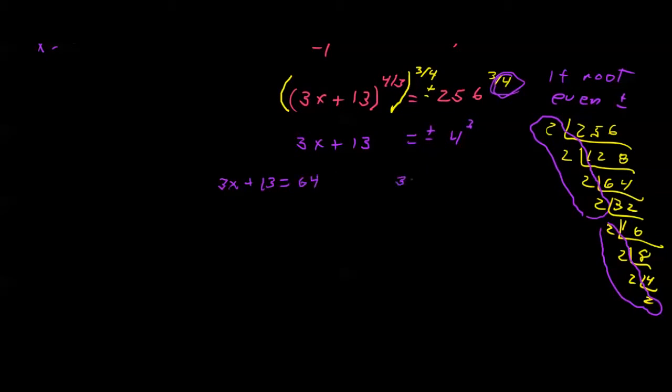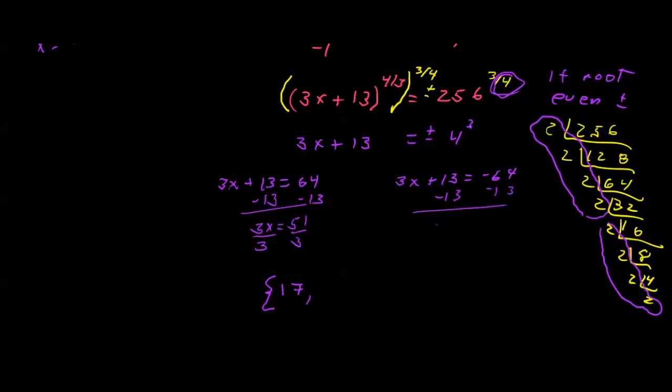and 3x plus 13 equals negative 64. And now we just do it like always. Minus 13, 3x equals 51, divide by 3, and we have x equals 17. And we subtract 13 minus 13. 3x equals negative 77. And we have negative 77 thirds. We divide by 3 here.